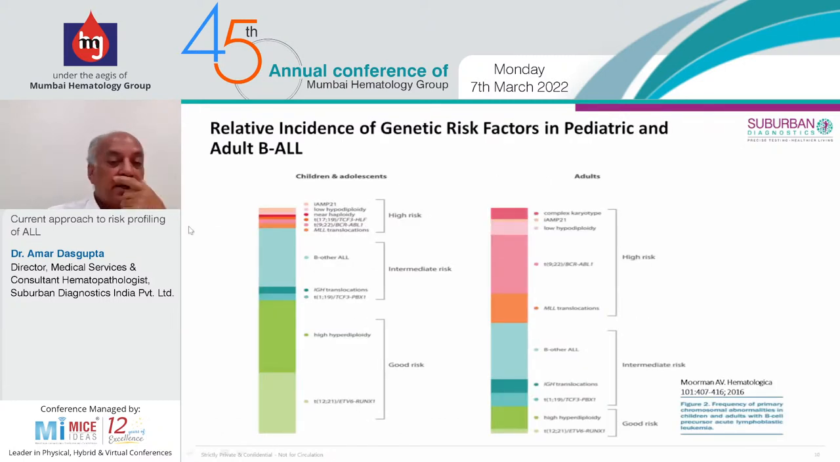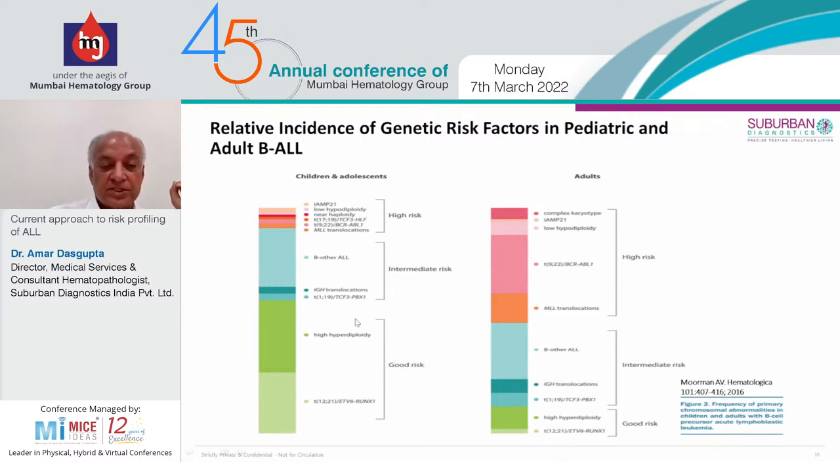And this figure shows very beautifully the two sets of patients. The one on the left are the children and adolescents. The one on the right are the adults. And the two bars represent the relative incidence of the various favorable and high risk factors in these two broader groups. And as you can see here, around 10% or maybe a little more of children with ALL have these six high risk factors, while the remaining 80% and above have either intermediate or good risk factors.